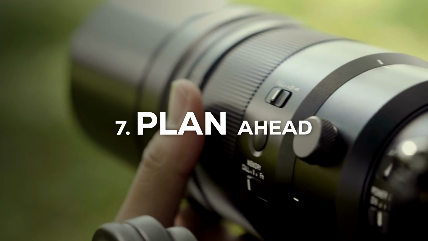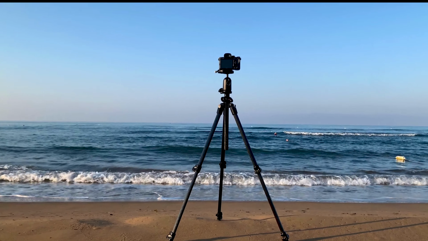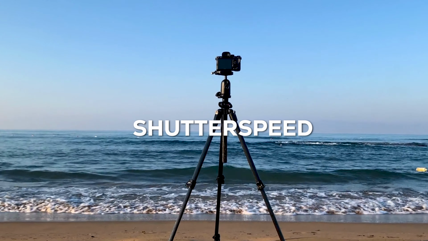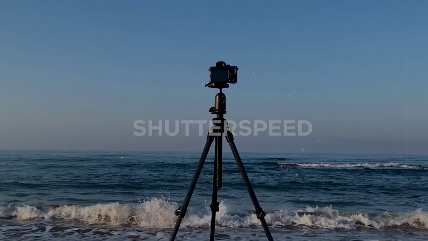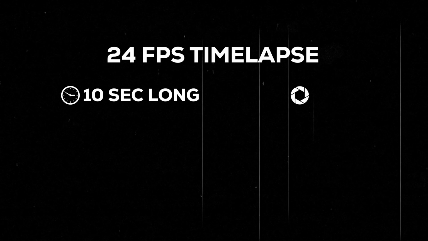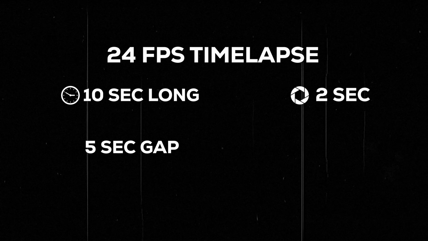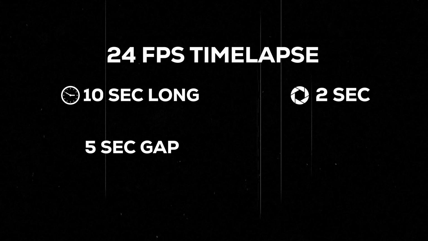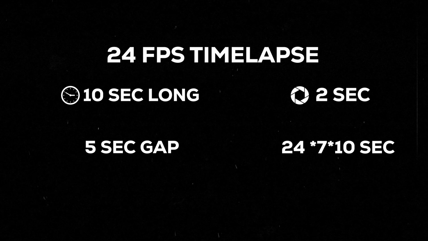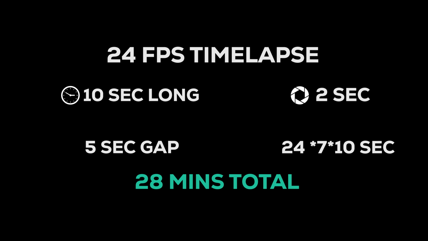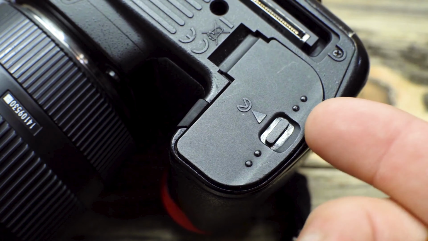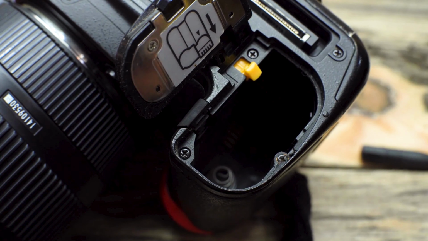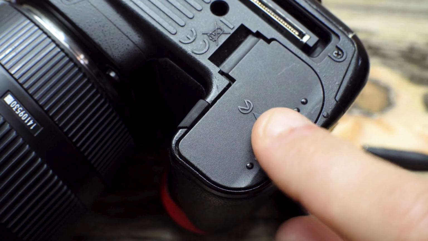7. Plan ahead. Think of how many shots you'll need to take and the shutter speed of each shot so you know how long you'll need to be there. For example, if you're planning to make a 24 fps time-lapse that is 10 seconds long, with each shot having a shutter speed of 2 seconds and a 5-second gap between shots, the total time taken will be 24 into 7 into 10 seconds, or 28 minutes total. Also, you'll be using up your camera's battery life very rapidly, so definitely carry extras.